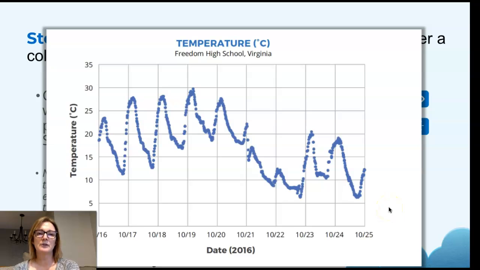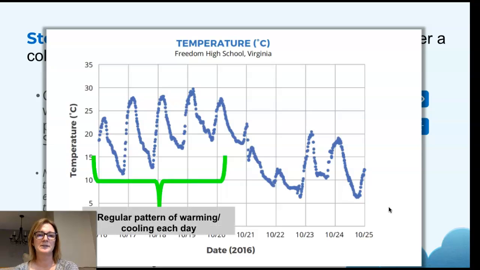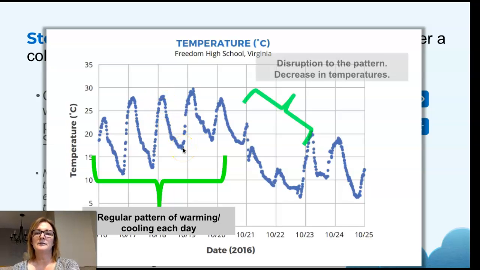So as always with these graphs, the first job is to just describe the pattern. What, right on the graph, do you notice? So first thing I notice is that there seems to be a regular pattern of cooling and warming each day for this first, let's see, 1, 2, 3, 4, 5 days. So it gets warmer in the daytime and then cools off at night and then warmer and then cooler. So very regular pattern. Then there seems to be a disruption in the pattern and the temperatures decrease overall.